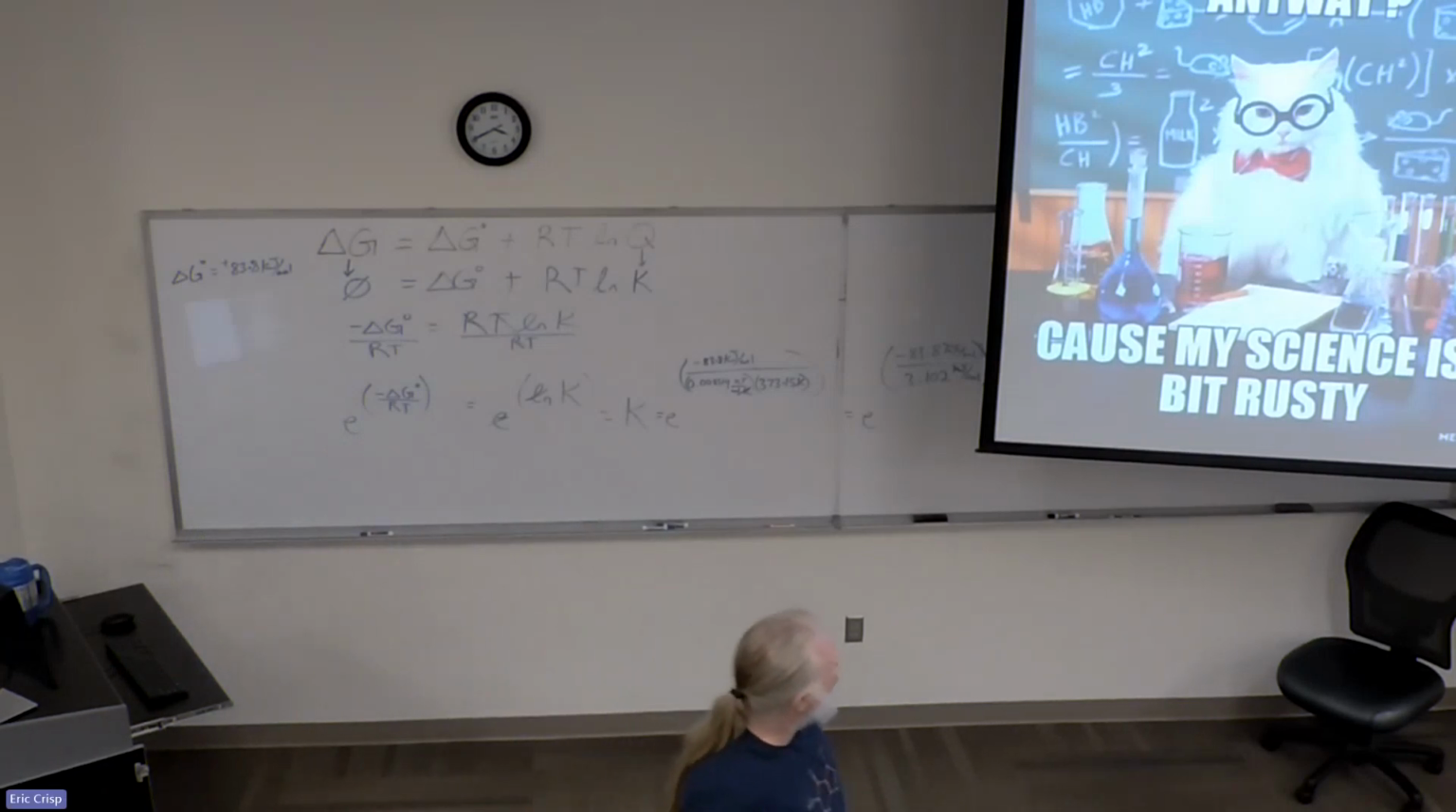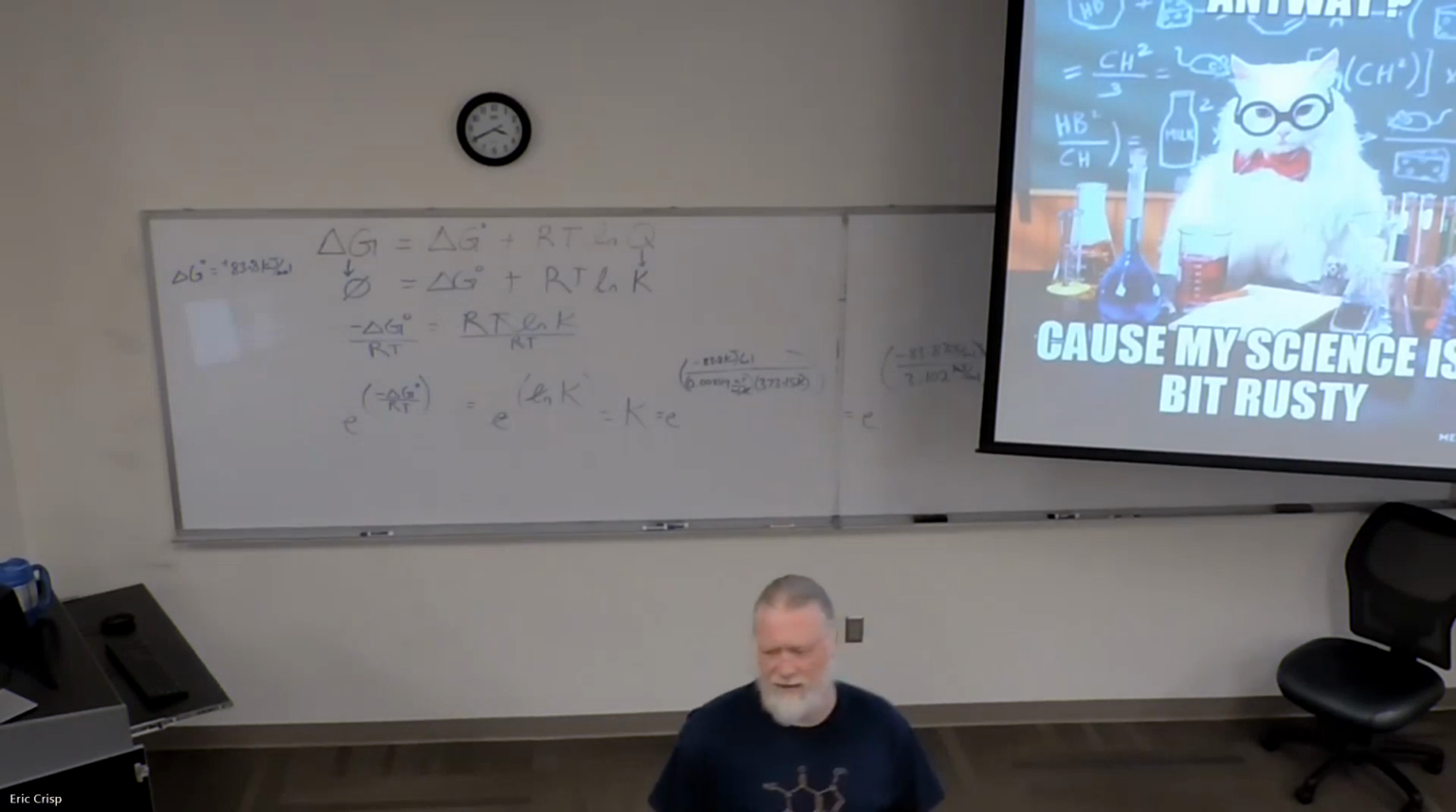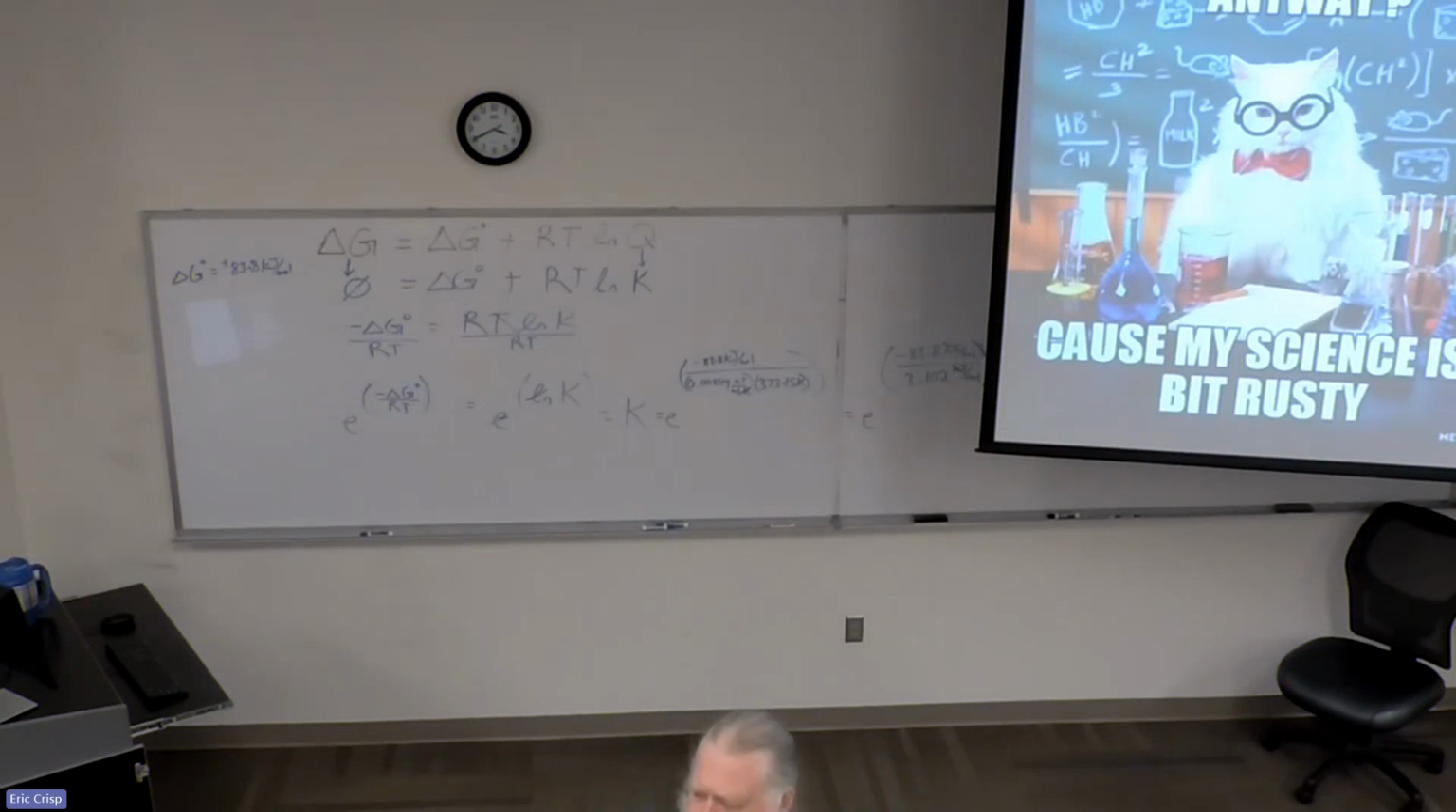Iron oxide is called rust, true. What is this idea of oxidation? From Chem 1, what was it? Oxidation.